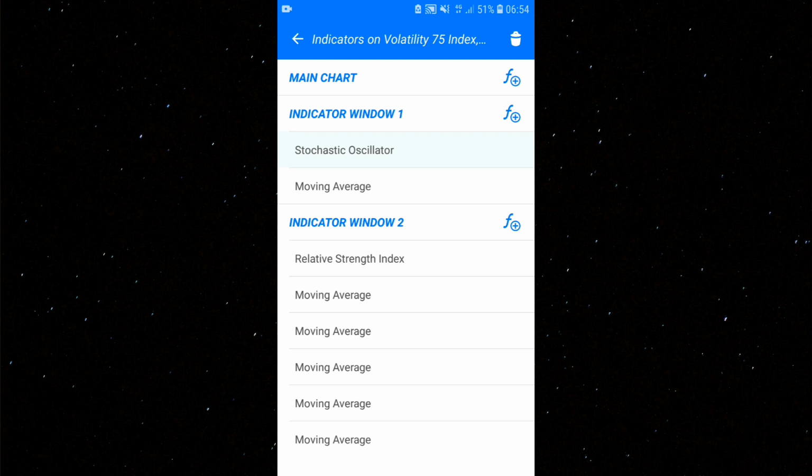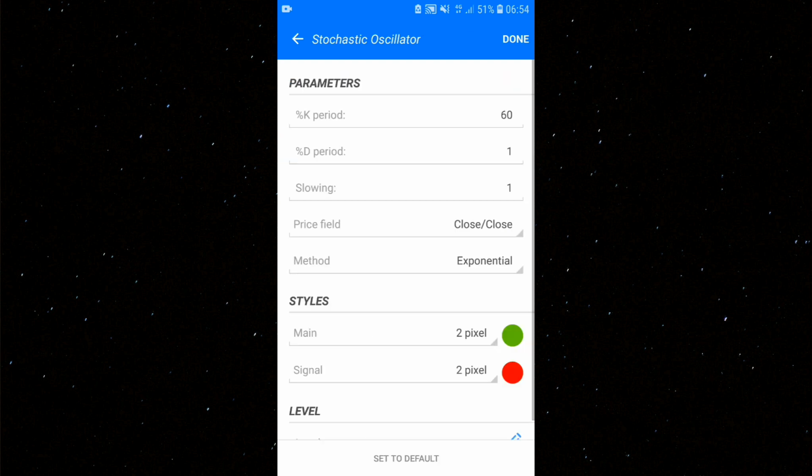So the stochastic oscillator has the following parameters: K period 60, D period 1, slowing 1, price field cross, method exponential, styles main 2 pixel, signal 2 pixel. Here you can put any colors of your choice. But since we are starting to know this strategy, please just put the same colors as me so that you avoid any confusions that may arise.